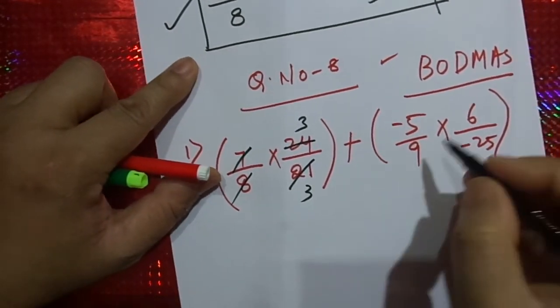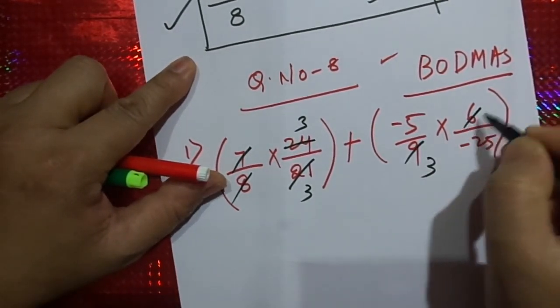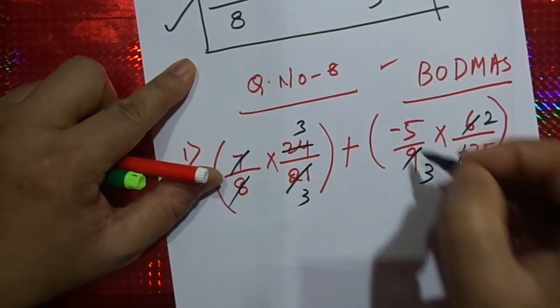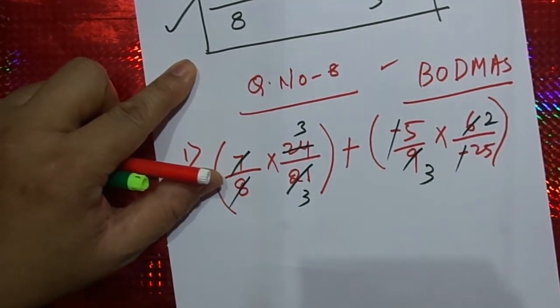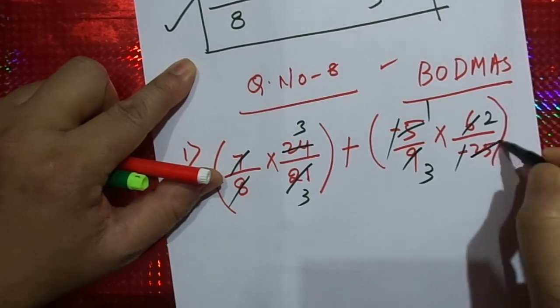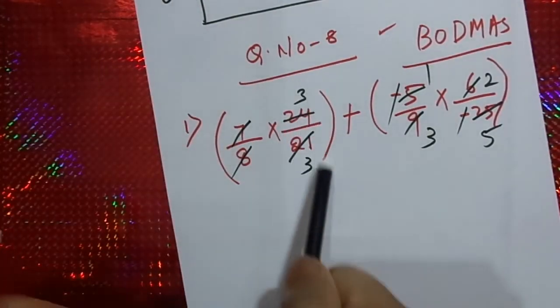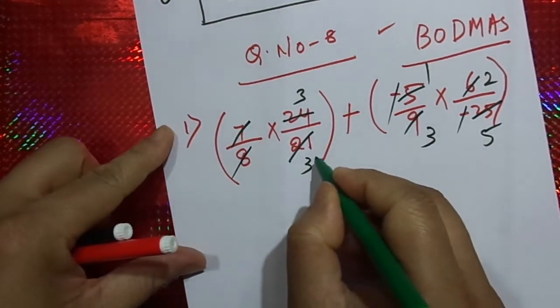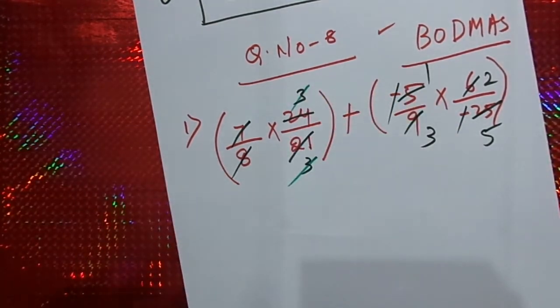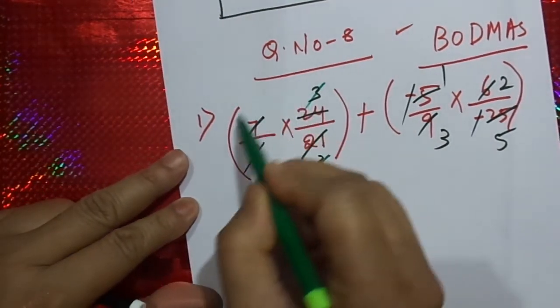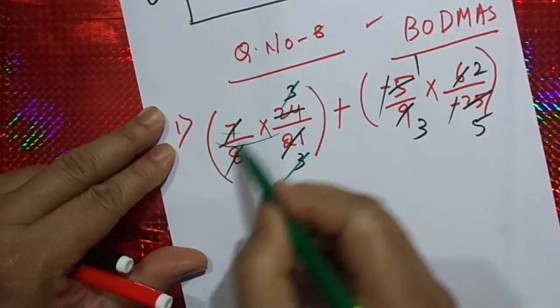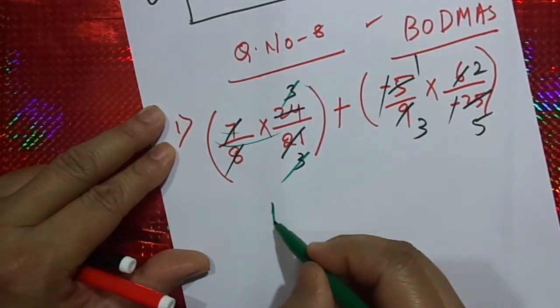Now 3 3 times, 3 2 times. This minus and minus will get cancelled. 5 1 times, 5 5 times. So here we have 3 and 3. I'm going to cancel this now. Okay, I'll cancel it. So what remains over here? In the numerator you have 1 and in the denominator 1. So 1 by 1 is equal to 1.